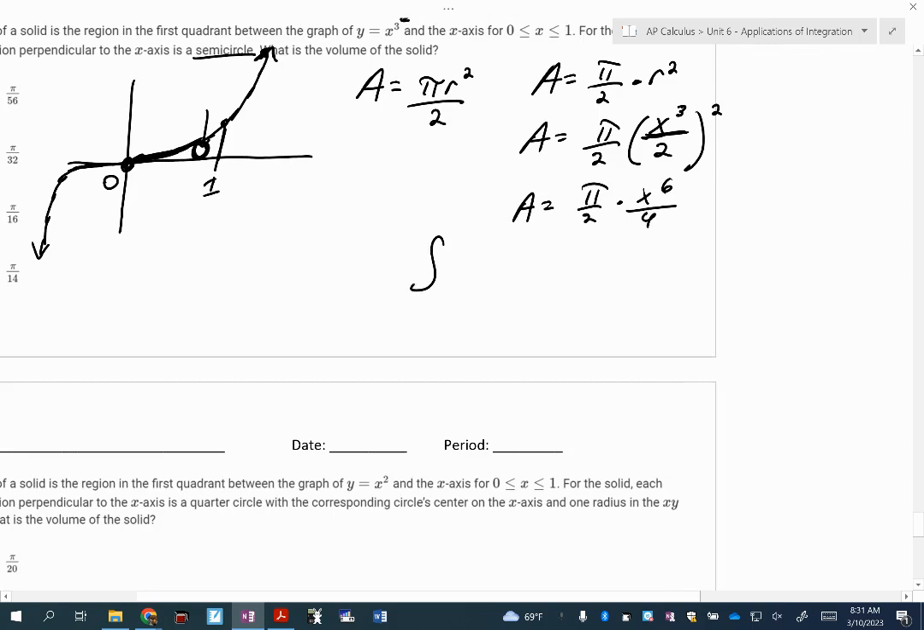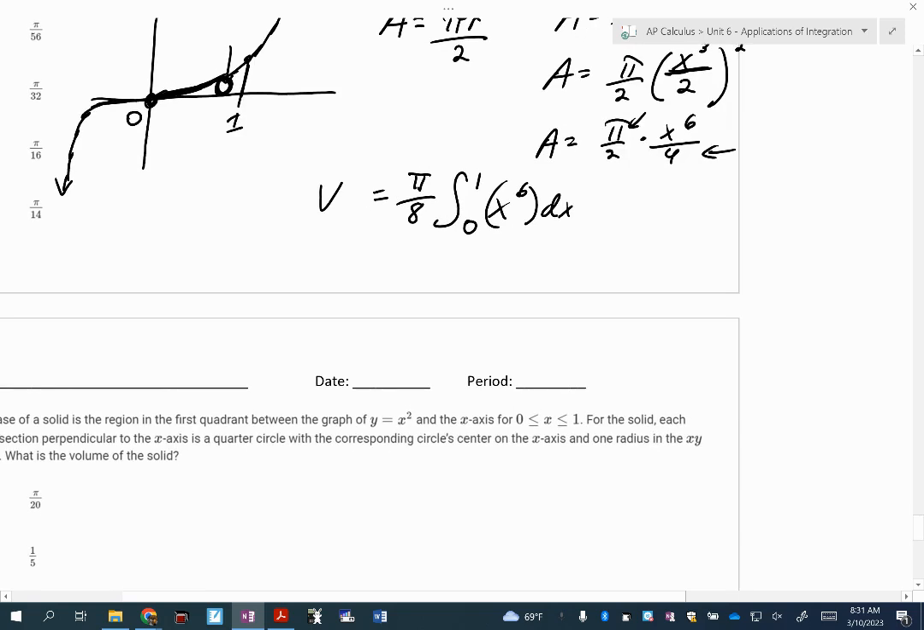Now watch this. See if your brain's good with this. So 0 to 1. All right, I'm going to move the pi over 8 out front. So I took pi over 2 and this 4 down here to make pi over 8 out front and left it as x to the 6th power dx. Integrating that will give me my volume.